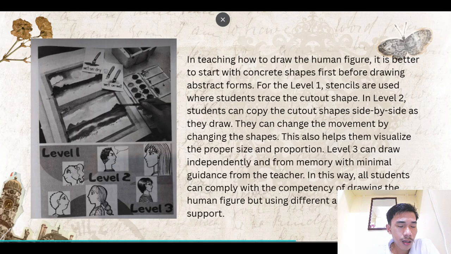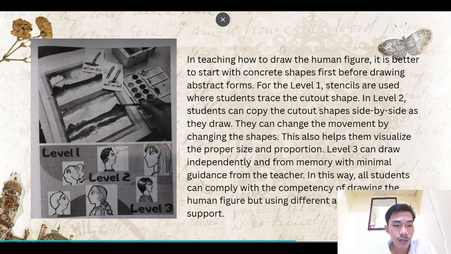So all of these strategies allow every student to reach the same learning competencies but through different methods and levels of support. It recognizes that students learn at different paces, and as teachers our responsibility is to guide each learner according to their needs. Differentiation also ensures that no student is left behind. By providing appropriate support and gradually increasing the level of difficulty, we help all learners build confidence, improve their skills, and enjoy the learning process.